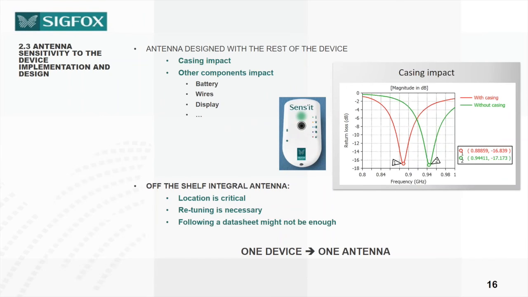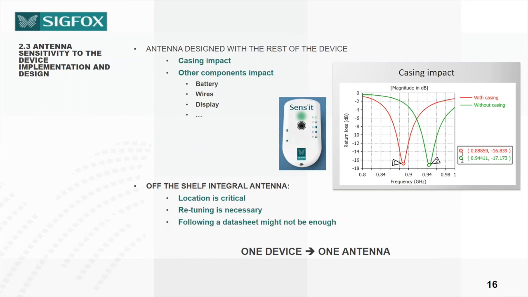Now let's look at the device casing. We have here an example of a typical SIGFOX device, the Sensit. And I have simulated the antenna impedance, so the return loss again, with and without the casing. This is a simple plastic casing with, I think, PC/ABS plastic. And we can see a detuning of 50 megahertz between the with-casing configuration and the without-casing configuration.